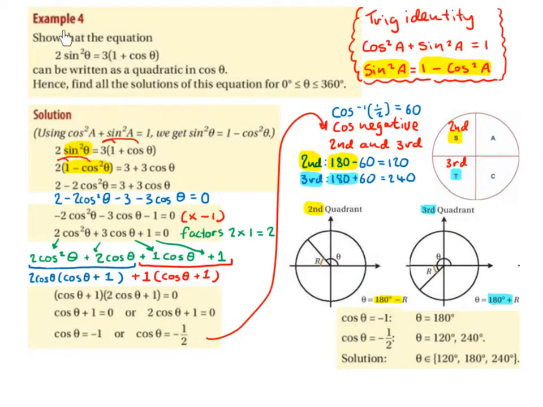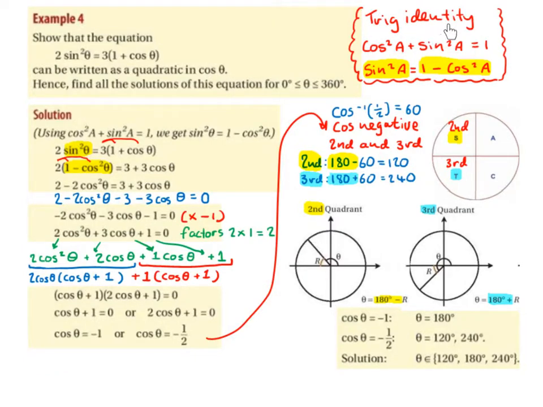Show that the equation 2 sine squared theta is equal to 3 times 1 plus cos of theta can be written as a quadratic in cos of theta. Hence, find all the solutions of this equation for theta greater or equal to 0 degrees, less than or equal to 360 degrees. So we're going to use the trig identity.